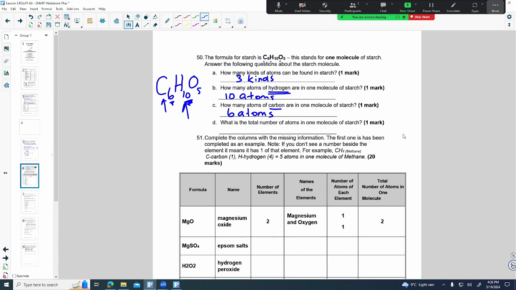Now it's asking you for the total number of atoms. So remember, there are 3 kinds of atoms. There's carbon, hydrogen, and oxygen. So now we're going to add 6 carbon plus 10 hydrogen plus 5 oxygen. So 6 plus 10 is 16, plus 5 gives you 21 in total.